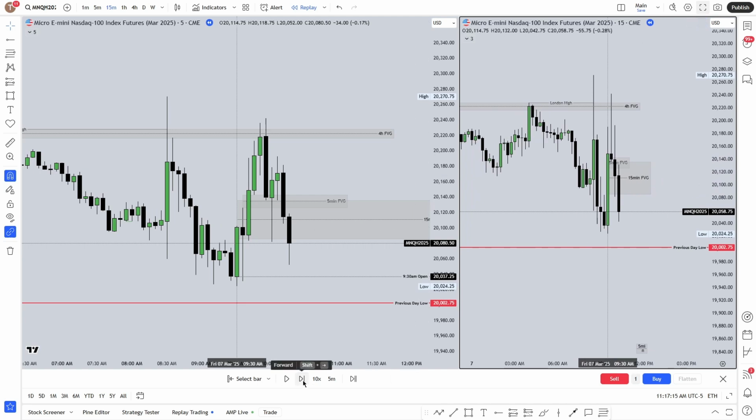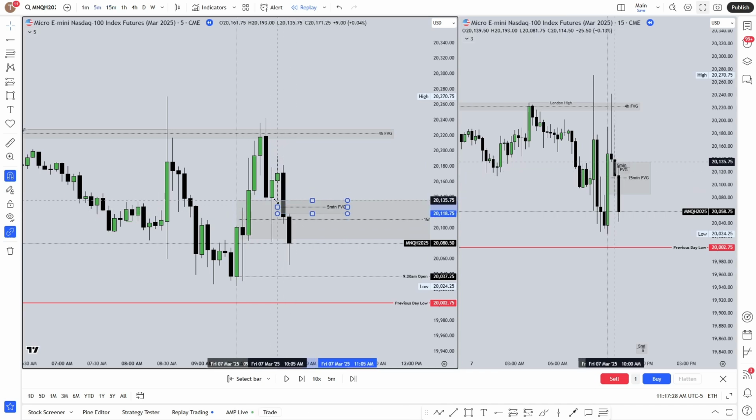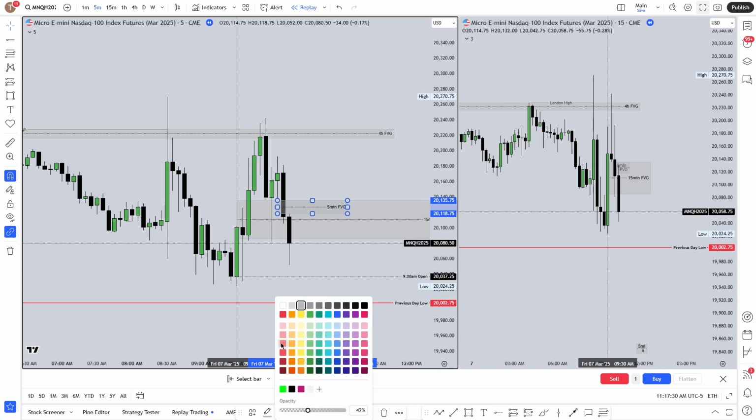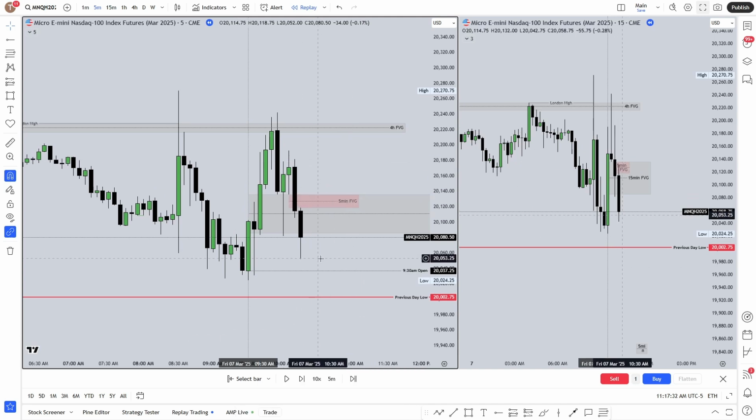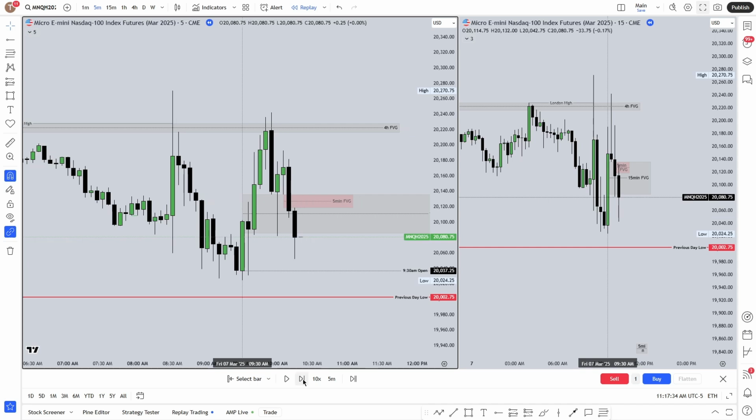At this point, what we've done is we've closed below, again, this 5 minute fair value gap. And what have we done? We've also created a 5 minute bearish fair value gap right here. And I'll make that red just so it stands out a little bit more. But this 15-minute candle still isn't closed, right?